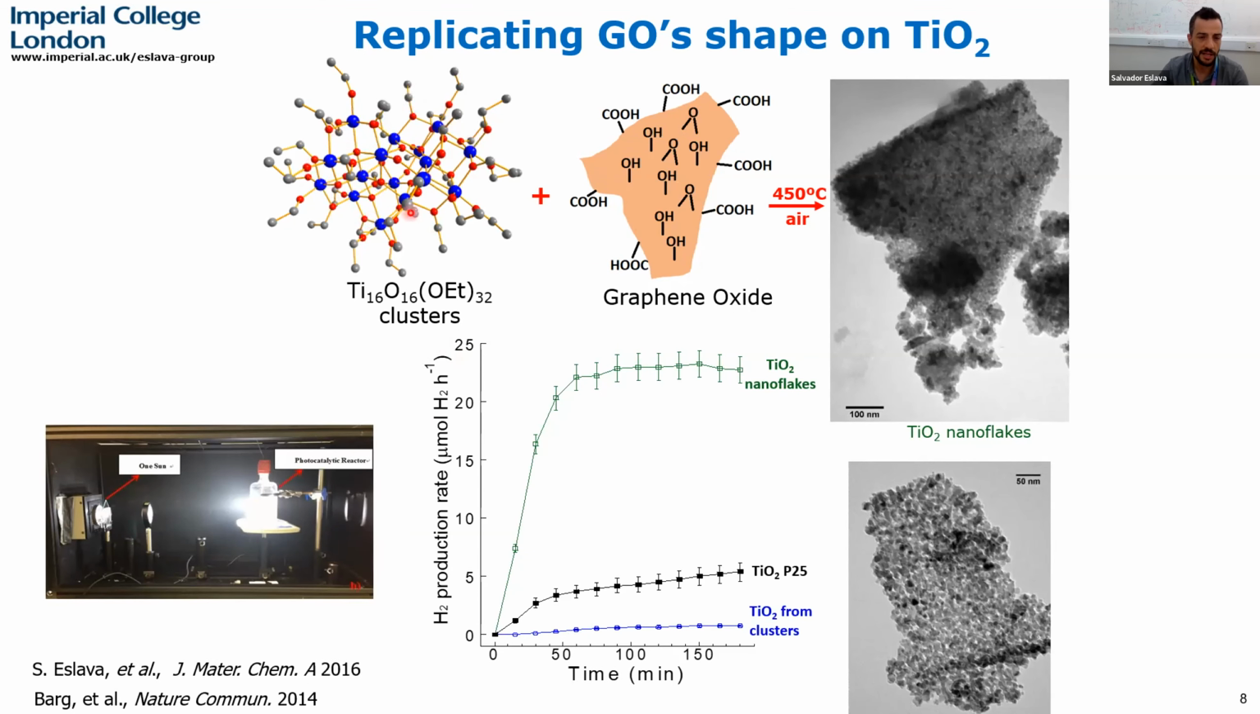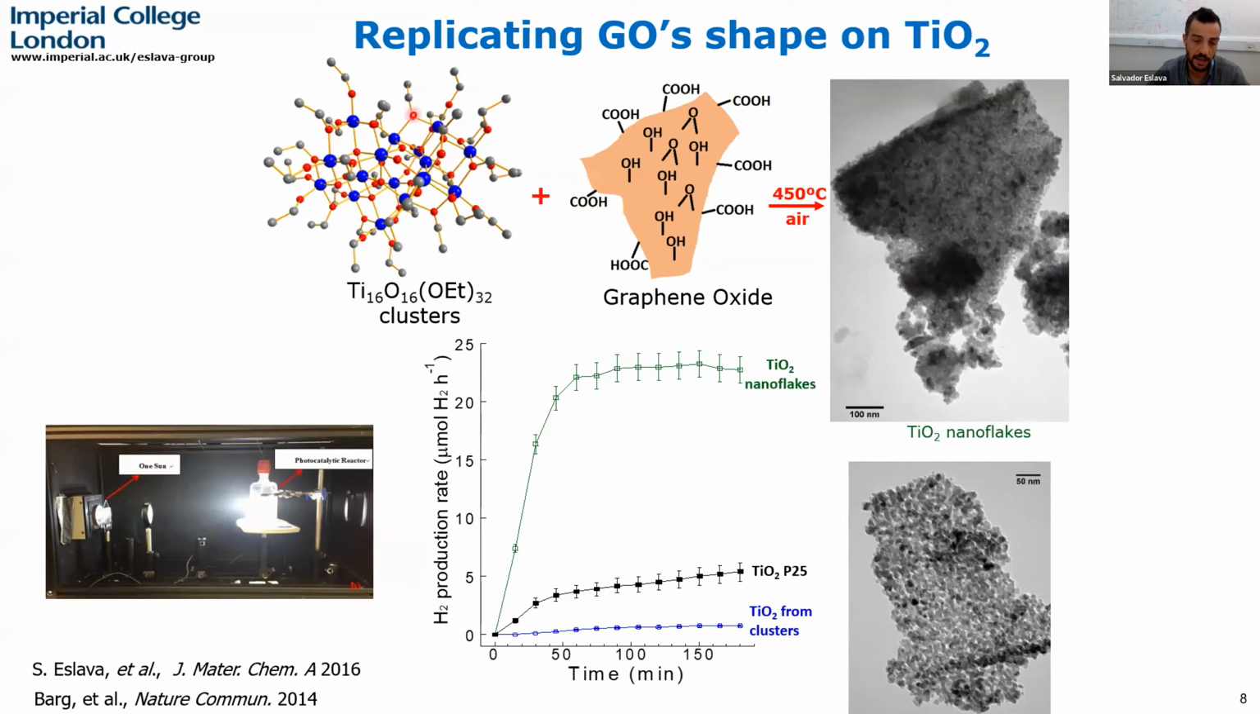clusters where we have a core of titanium and oxygen stabilized with 32 ethoxides. We mix this in THF, stir for 10 minutes with graphene oxide, evaporate and heat up to 450 degrees. This led to the formation of titania flakes that mimic the two-dimensional shape of the graphene oxide. This high aspect ratio was very beneficial for the eventual photocatalytic hydrogen evolution reaction.